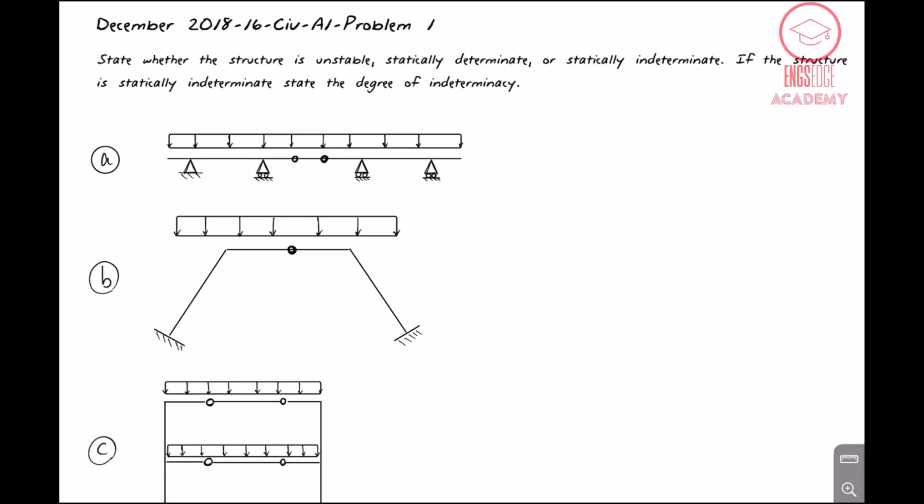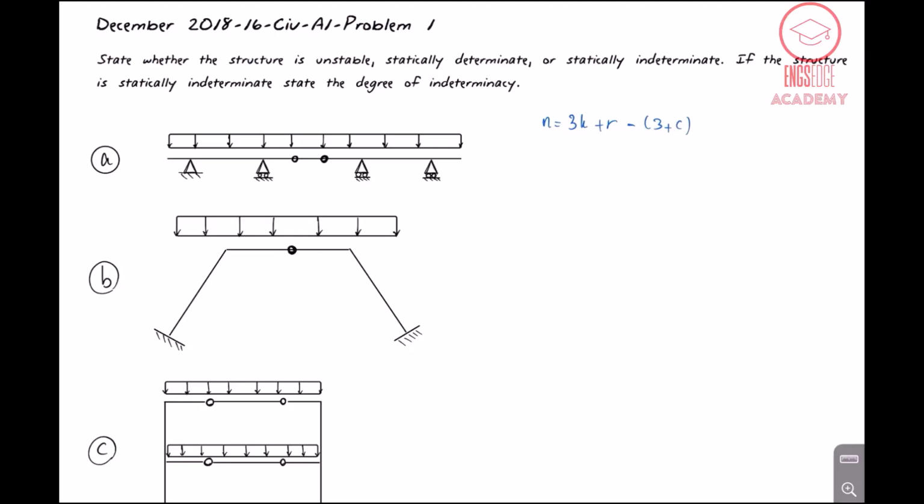In this video, we'll go over the second example from the topic of degree of indeterminacy and stability of structures. This example is from December 2018, and it was question 1. If you remember, we said that the degree of indeterminacy for beams and frames can be calculated using the formula 3K plus R minus 3 plus C, where K is the number of closed loops, R is the number of support reactions, and C is the number of constraint equations. The number 3 is because we can write 3 equilibrium equations for the whole structure.